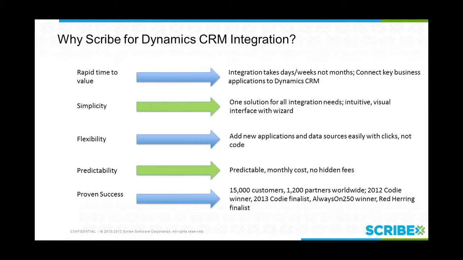And proven success. We've been doing this since 1996. CRM is in our DNA. We have expanded successfully over the last several years into all of these other customer-facing areas. We have the customers and the partners to prove it: over 15,000 customers and 1,200 partners globally. We've won awards for innovation, and we're only looking to go up from here. So getting on the Scribe Online platform would be of best interest to you and to us.